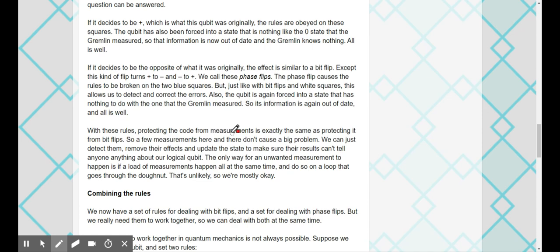For the case where there's an error, which is in this case a one, just detect that. The only way, yeah, exactly.